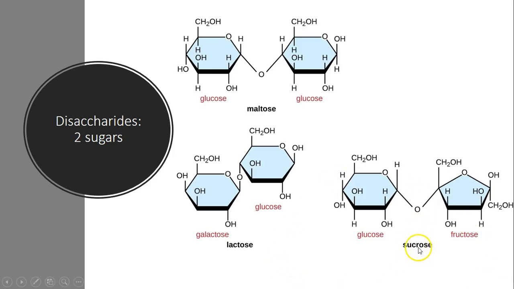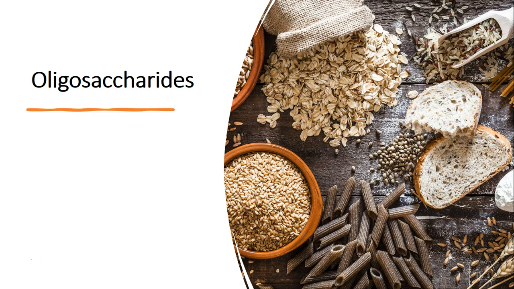And sucrose is made by bringing together glucose and fructose. And again, there's the glycosidic bond that connects the two of them together. Then we have oligosaccharides, as I mentioned already in a couple of slides before. These are mainly sugars that will be between 3 sugars to about 10 sugars.